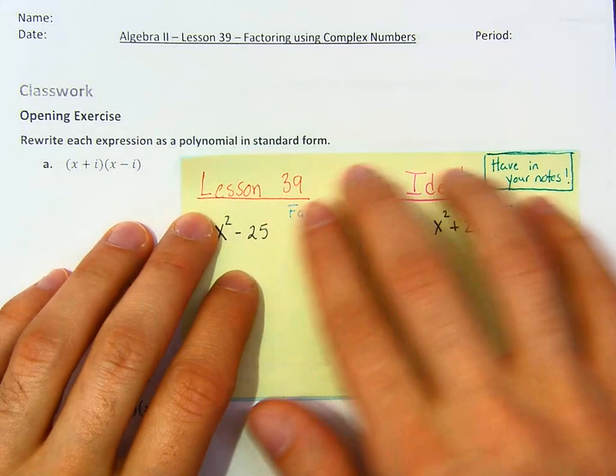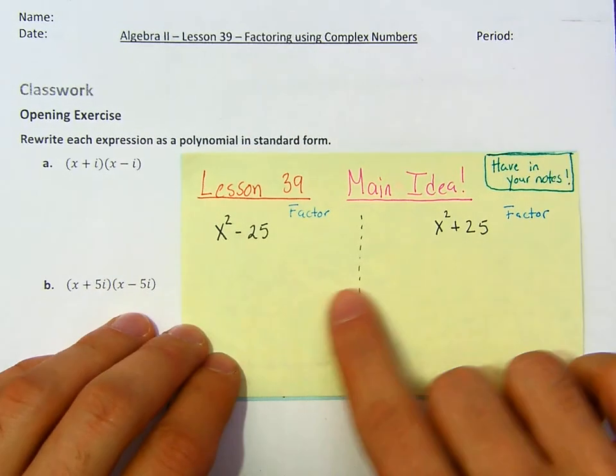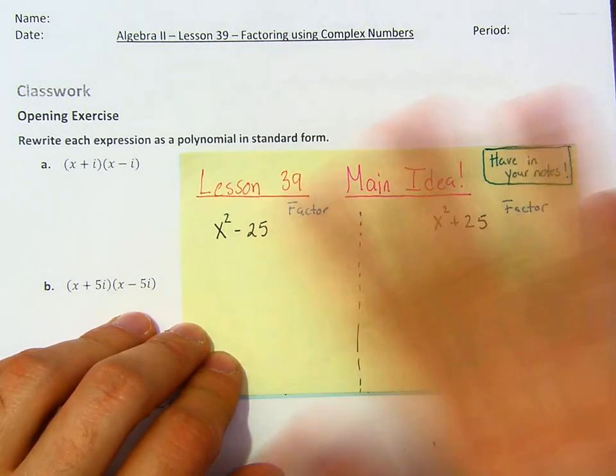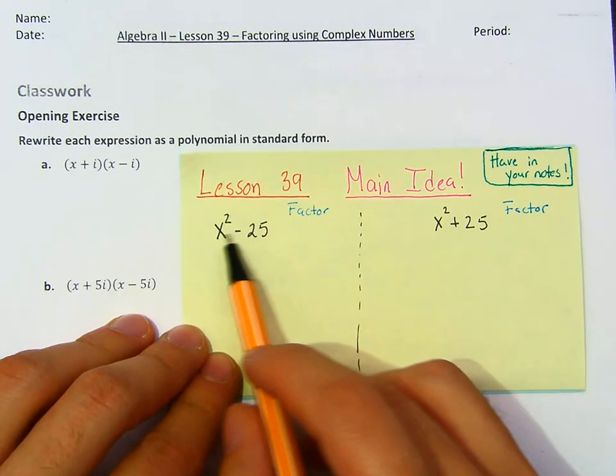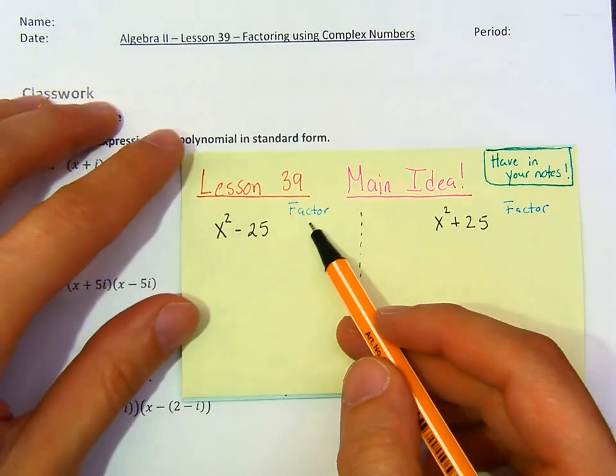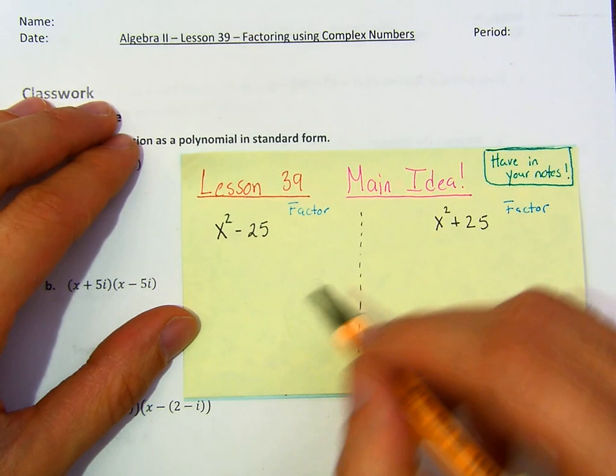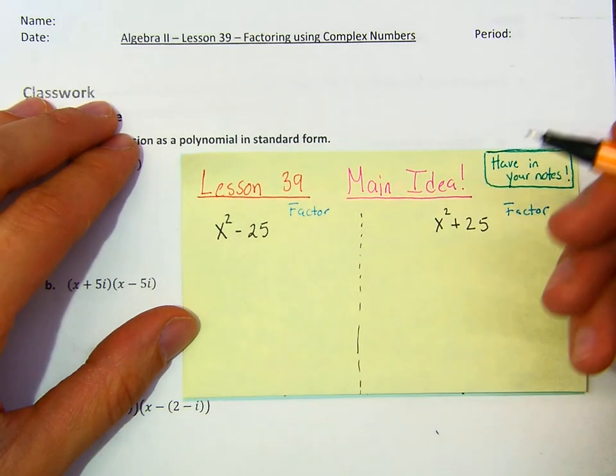So the main idea for this lesson, let's go over it very quickly. What I want you to do is please have this in your notes. It'll be very short. And I'm going to try and speed up my videos, but the idea is, let's imagine you had this polynomial, and you had to factor it. How would you factor this polynomial? Take your time and try and figure it out.